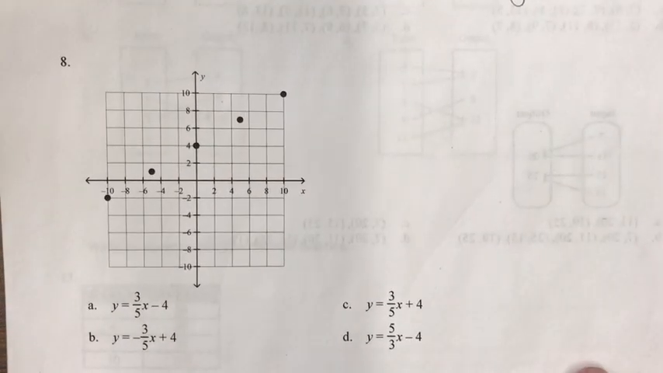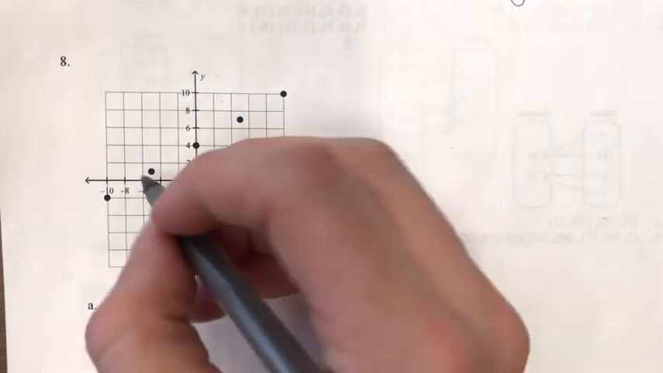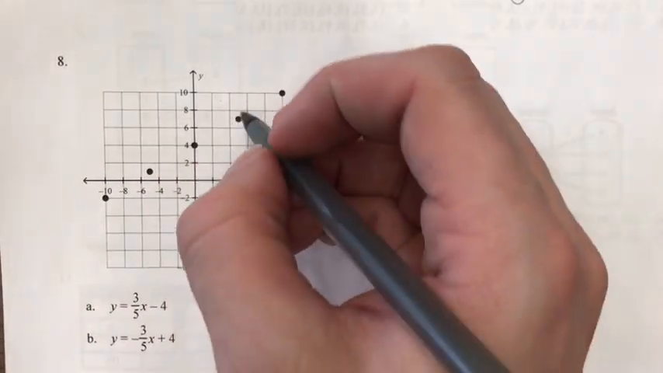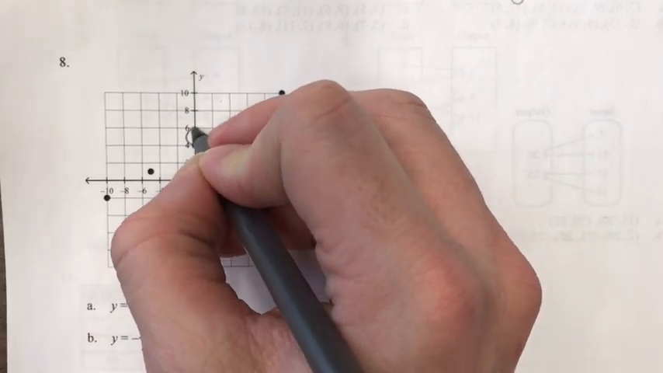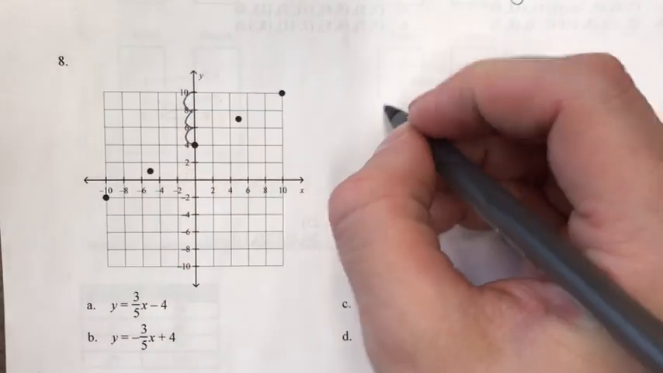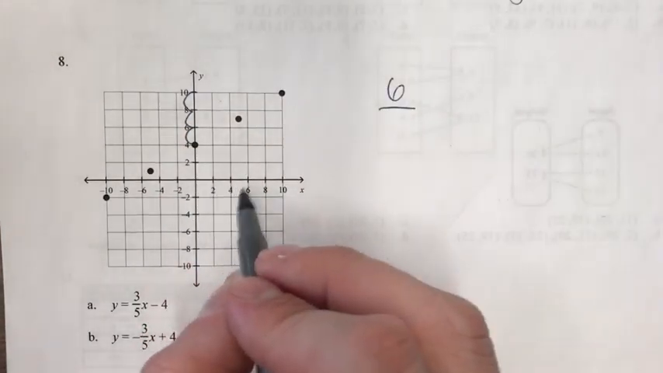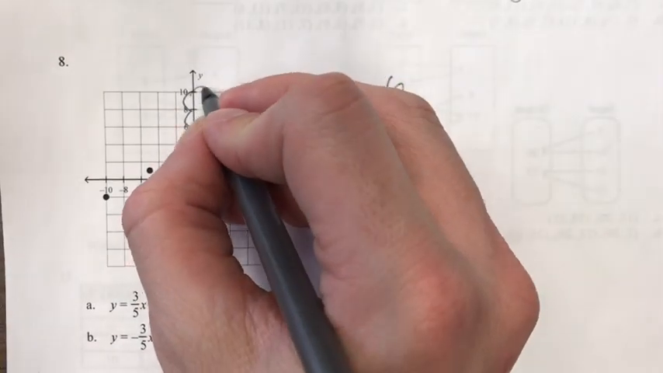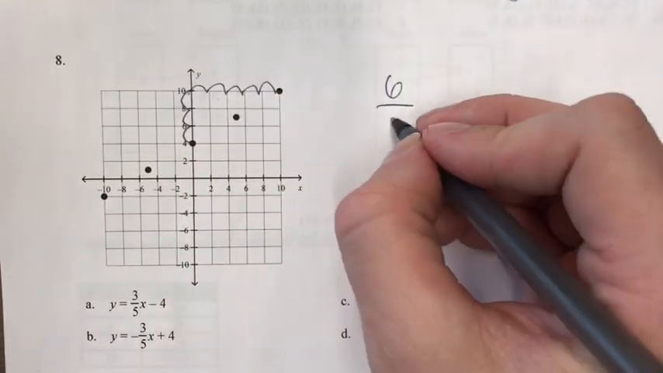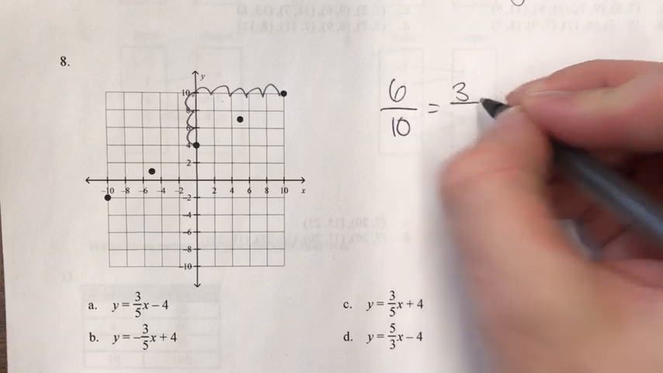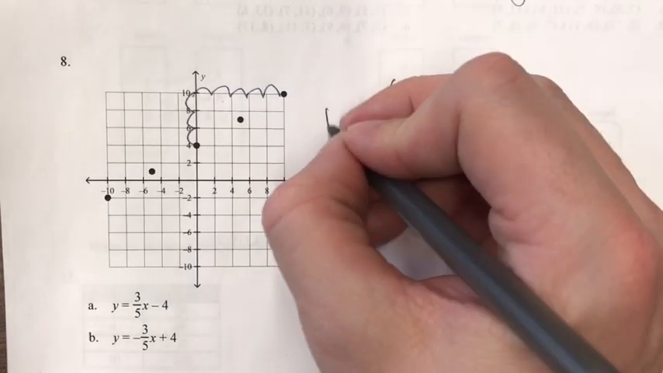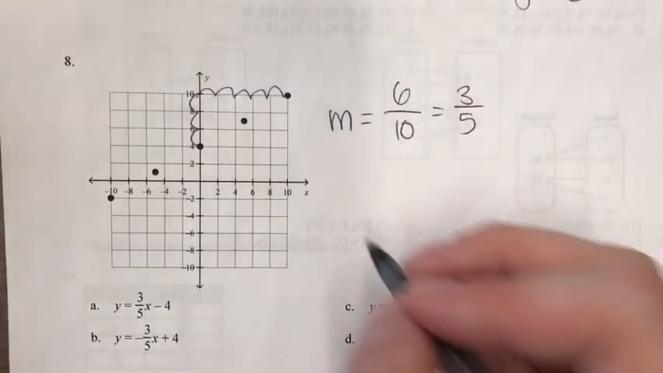Number 8. More equations. Looks like I have a slope of, I really can't tell because everything's in the middle, but what I can do is these go up by 2. So my slope is rise 2, 4, 6. These go by 2 also. So my run is 2, 4, 6, 8, 10. 6 over 10 simplifies to 3 over 5. So my slope is 3 over 5.